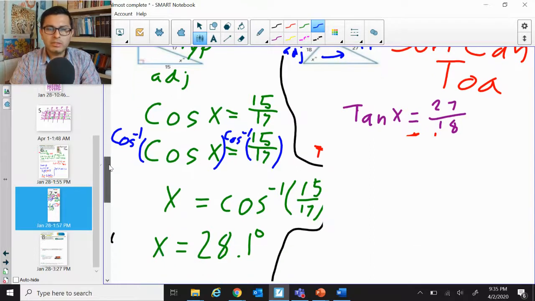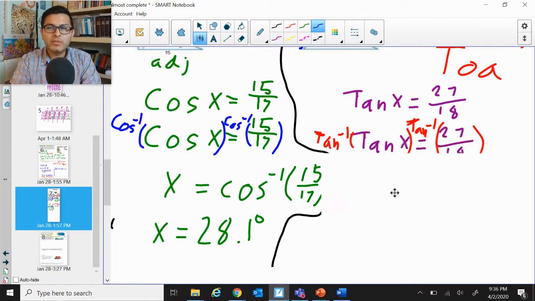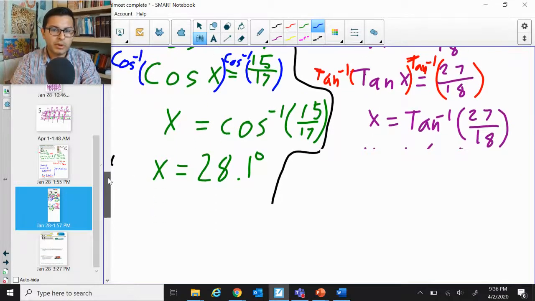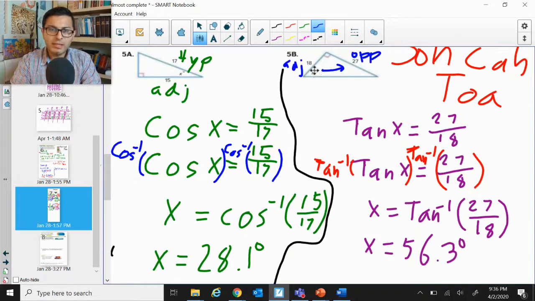So now we need to get rid of our tangent because we want the x by itself. How do we get rid of tangent? We use our tangent inverse function. We're going to perform that on both sides, and of course it's going to cancel out on the left, where on the right it's just going to be a function which we can type into our calculator. So once we do so in Canvas, and by Canvas I mean our calculator, we are going to get 56.3 degrees. So if we look at our triangle over here, this angle right here is 56.3 degrees.